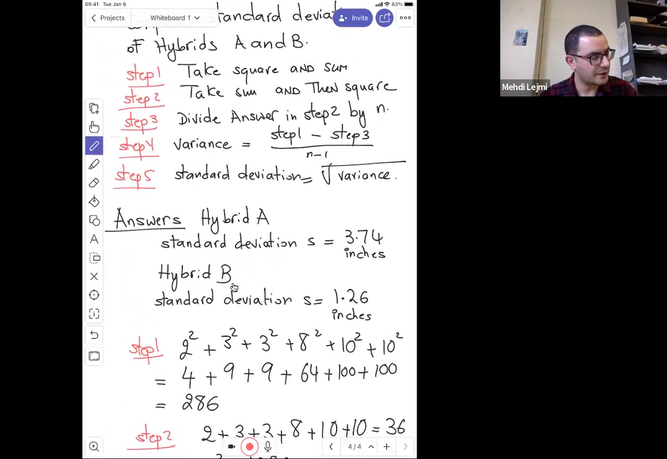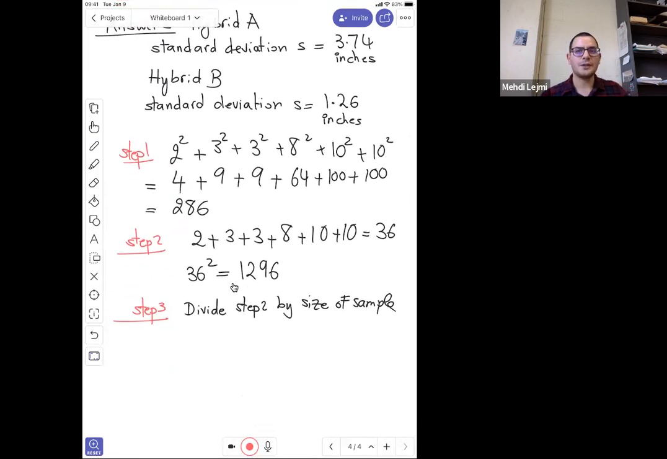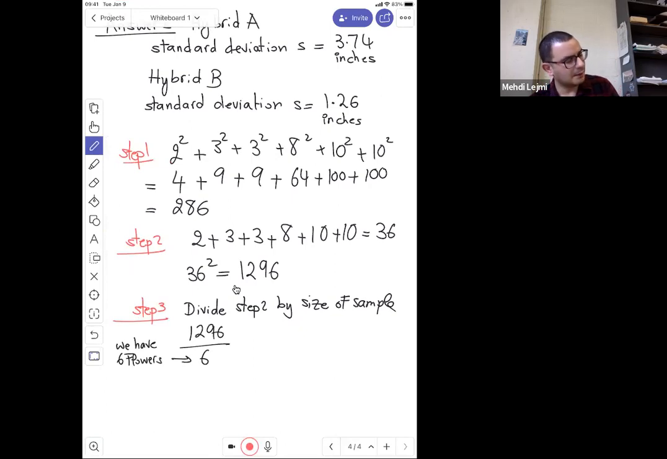Yeah, so that's what I said here. As you can see in step 3, we divide the answer in step 2 by n, the size of the sample. So we need to divide this 1296, we have 6 flowers in hybrid A, by 6. And so the answer is 216.